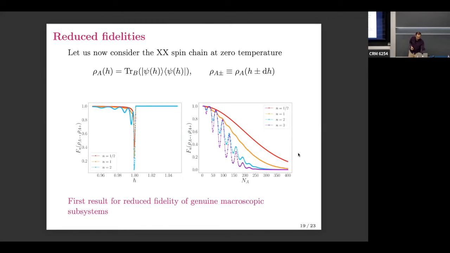But here, my subsystem size can be very, very big, and you can do numerics in that case. So that's a side product of this paper, but I think it's an interesting one, that you can now compute reduced fidelities for arbitrarily large subsystems.